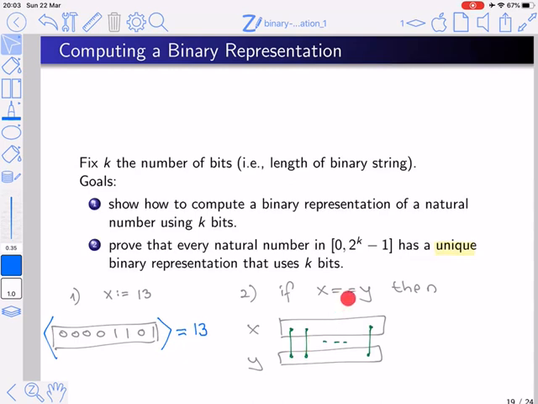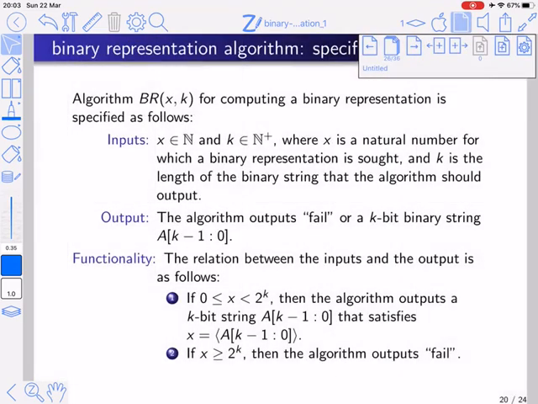Well, this cannot happen if every natural number has a unique binary representation, because then you would know that there could not be two different representations for the same value, and in order to compare the values, it suffices to compare their representations. Okay, let's deal with the first problem.